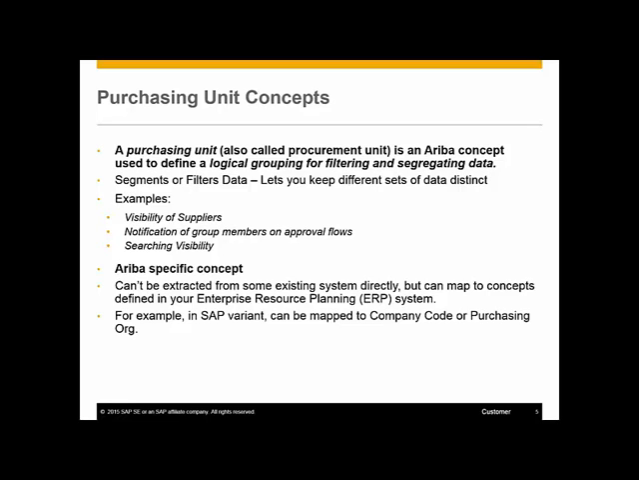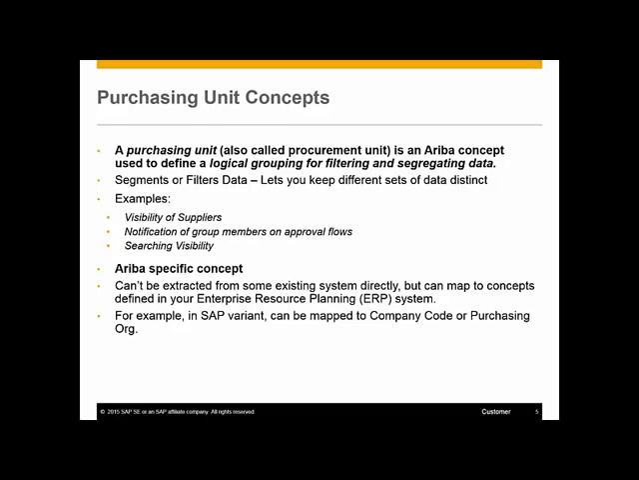Most common examples of this: visibility of suppliers. You may have purchasing units based on a region or other logical breakdown, and you would only like the suppliers for that particular region to be visible. We can use purchasing units to accomplish that.